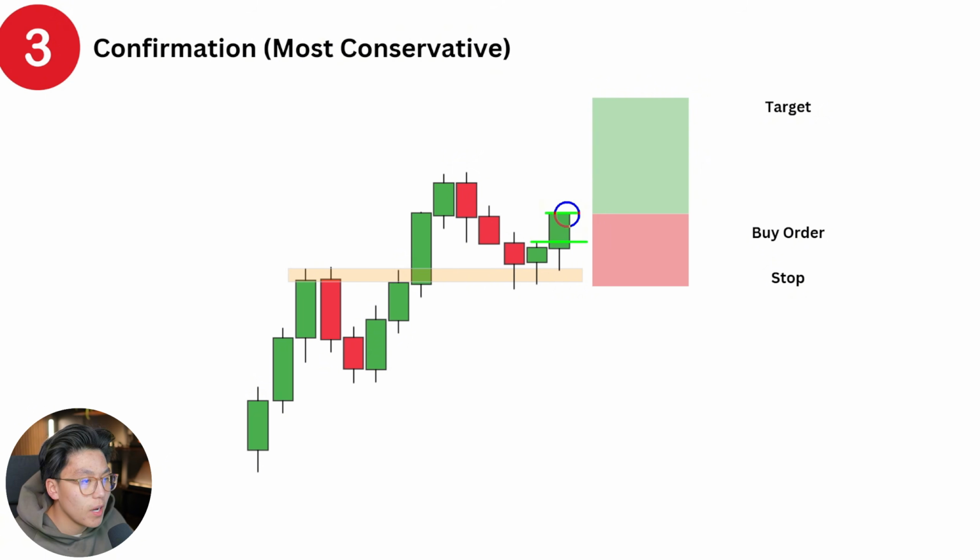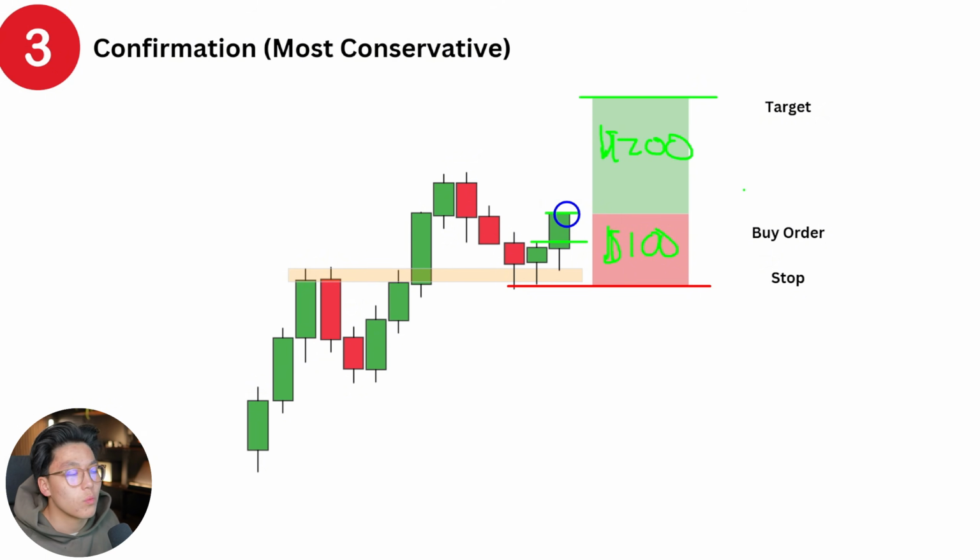You want to have a market buy order. Once we close above, our stop is going to be a break underneath the swing low, and we're going to be looking for a 1 to 2 towards the upside. So really that means for every $100 that we're risking, we're going to be looking for a minimum of $200 gain, right? A 1 to 2 risk to reward ratio. Now let's go into some examples that I have.